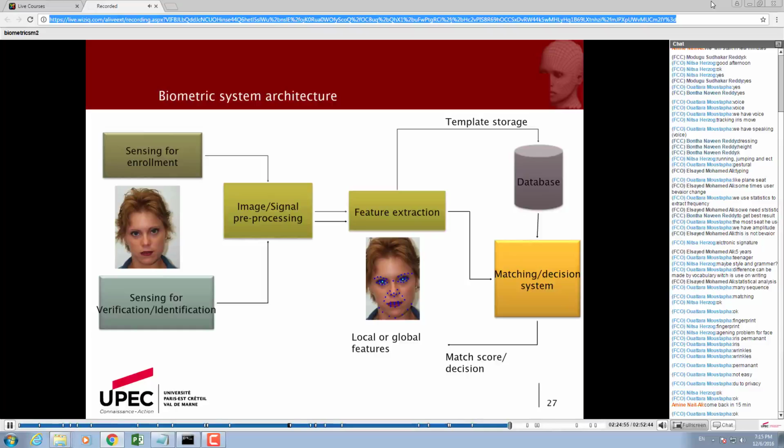The difference is that, let me please just remove this. Okay, good. So for the identification, we just capture the face of someone.